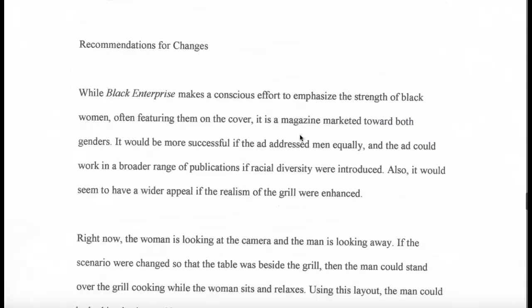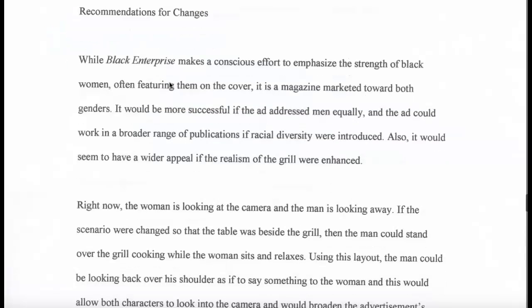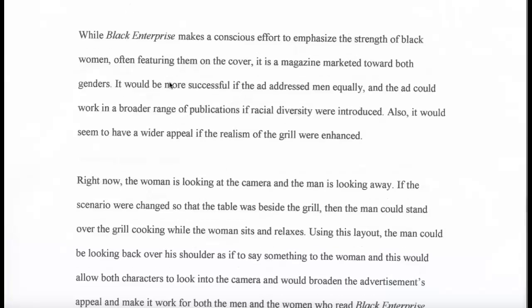So after the analysis, you'll have another section heading for recommendations for changes. Following that, what you want to do is you have a couple options. If the ad is successful, you can suggest a new audience for it. You had a good ad. It's really good at reaching the audience you're trying to reach, but you can also reach different audiences. And here's what you might want to change in order to reach a different audience.